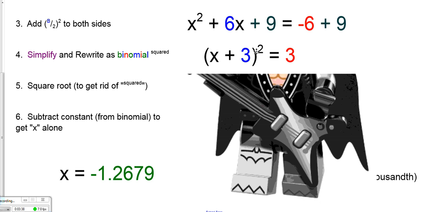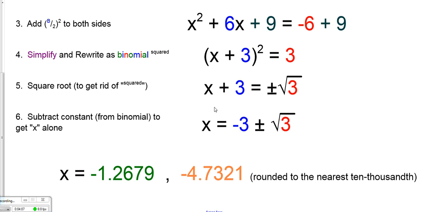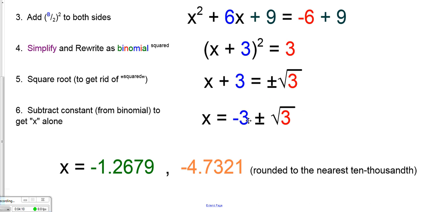Once it is a binomial squared, we square root both sides to get rid of that squared piece. Take the square root of this and it cancels out our squared. Square root of 3 is just positive or negative square root 3. Again, the reason I have a positive or negative is because a negative 4 squared is 16, a positive 4 squared is 16. So there's a positive and a negative form of this square root. We want x alone, so I subtract 3 from both sides, and I call it negative 3. So negative 3 plus or minus the square root of 3 would be my answer for x.